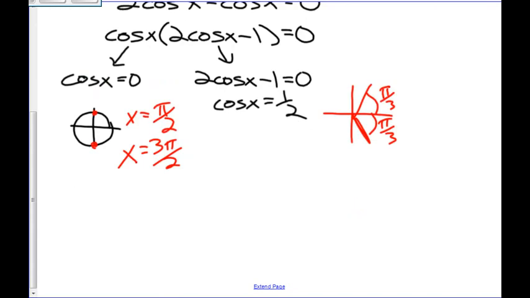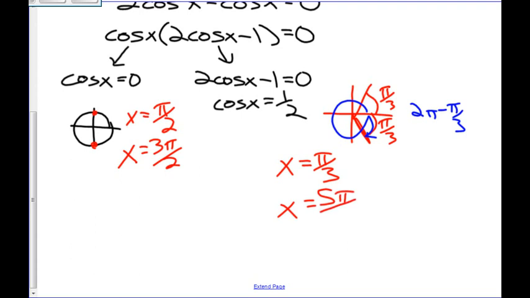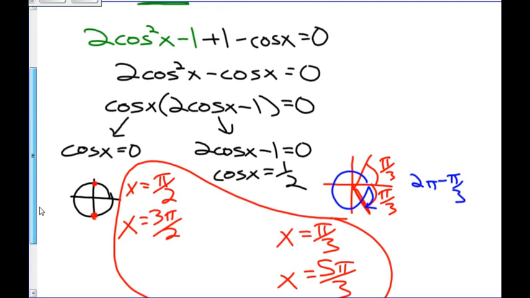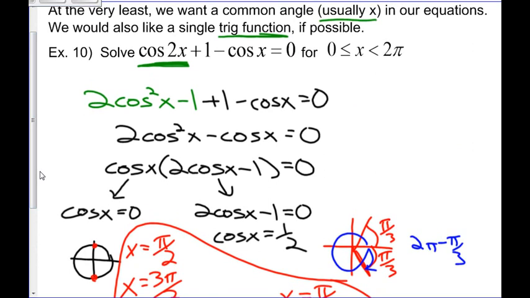Let's figure out what those angles are in standard position. So we'd have pi over 3. And then think about this other one. It would be 2 pi minus pi over 3, or 5 pi over 3. Those are all of our solutions in the first revolution. But the idea here is that we could not do this solution without using a double angle identity.